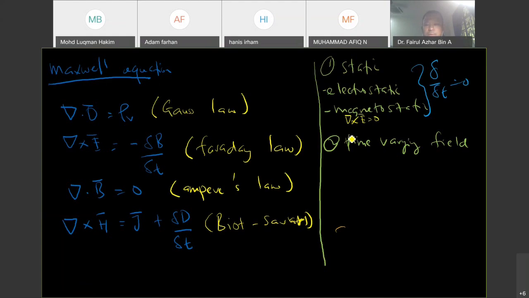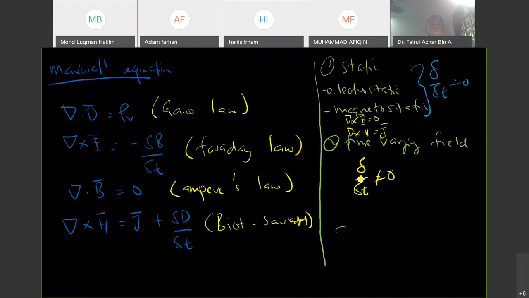And then we will also have del cross vector H is equal to vector J. Okay. But for the first and the third equations, we will use the same expression, because in these equations we don't have any element that changes with time. So therefore, for the first and the third, we will use the same expression. Okay. But in a time varying field, governed by this law, we will have del dot dt not equal to 0.